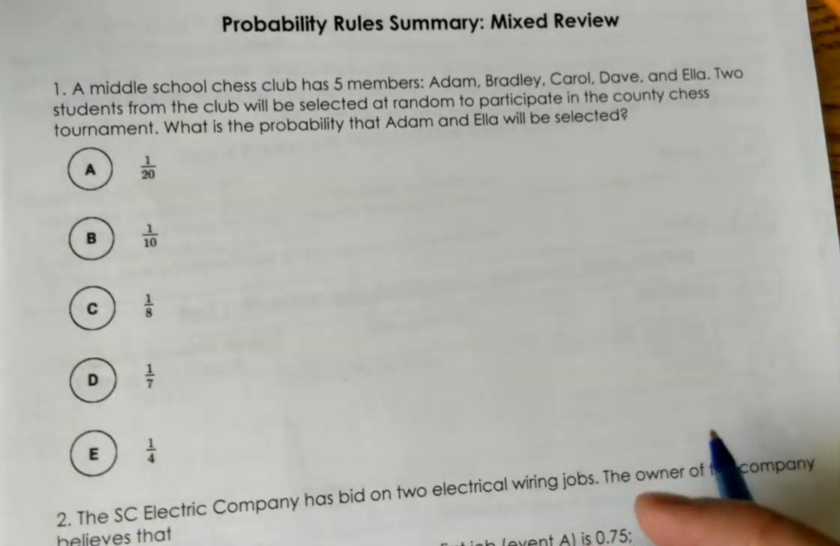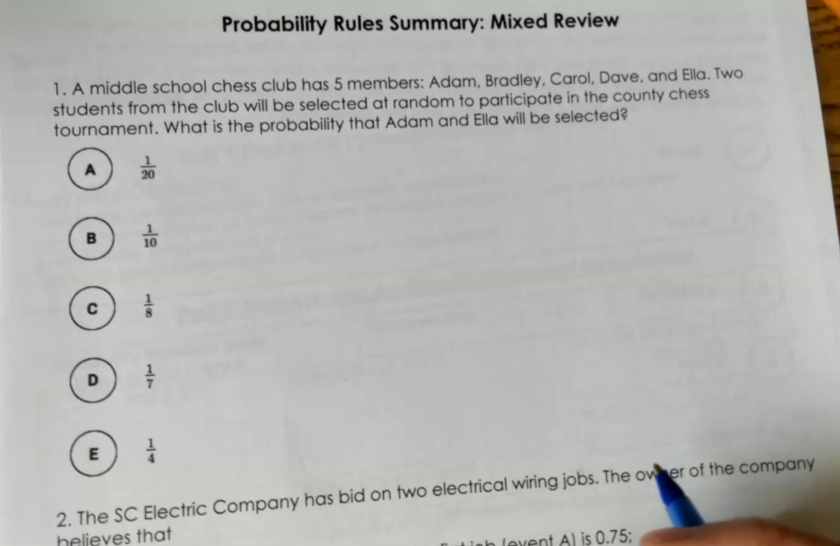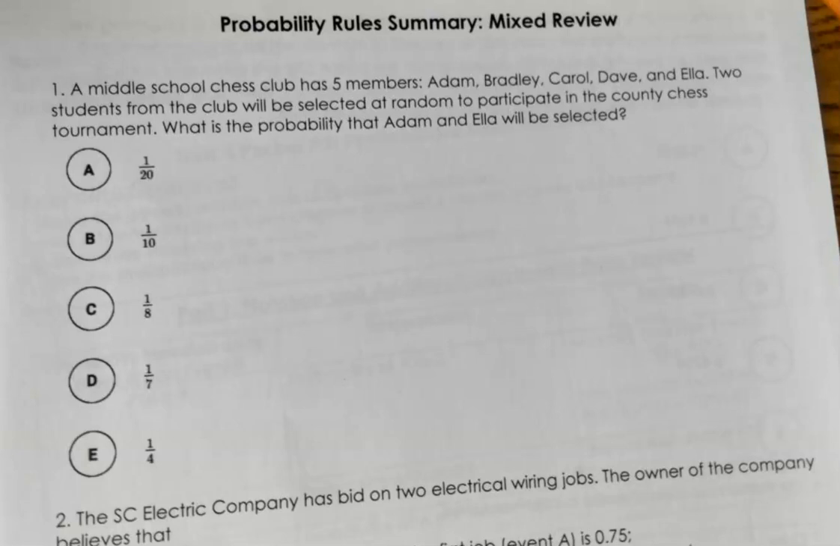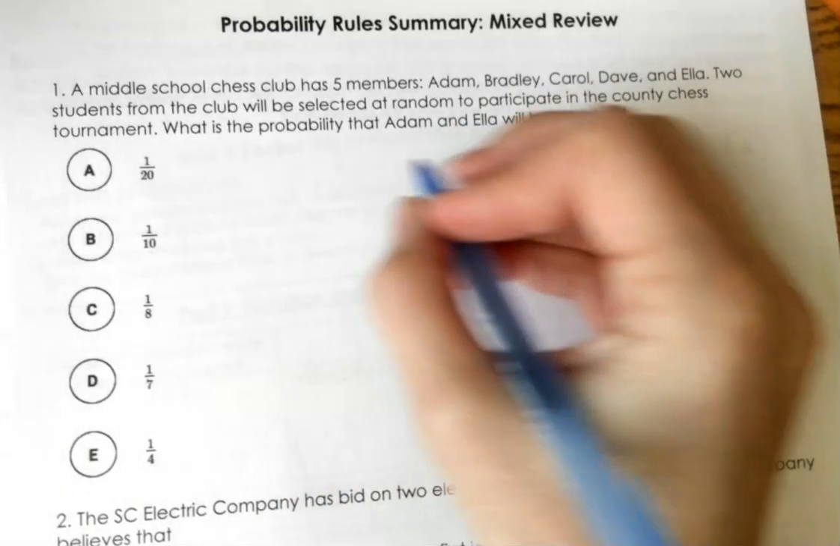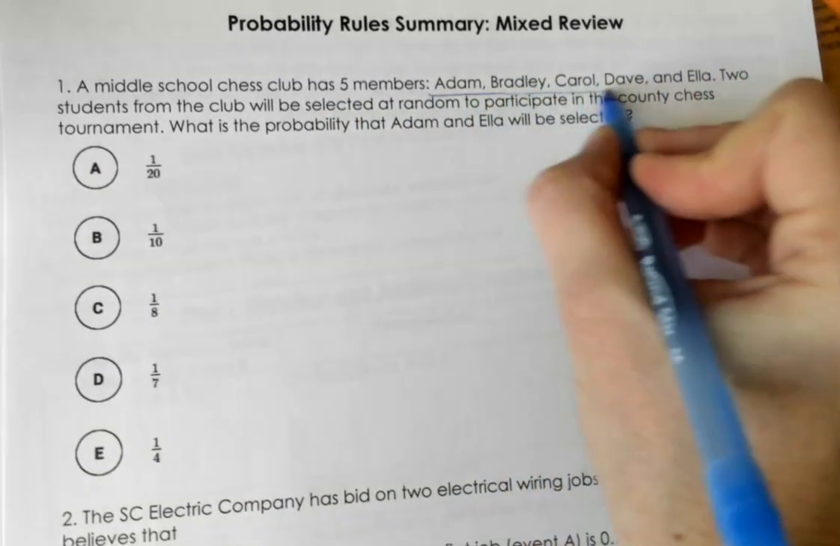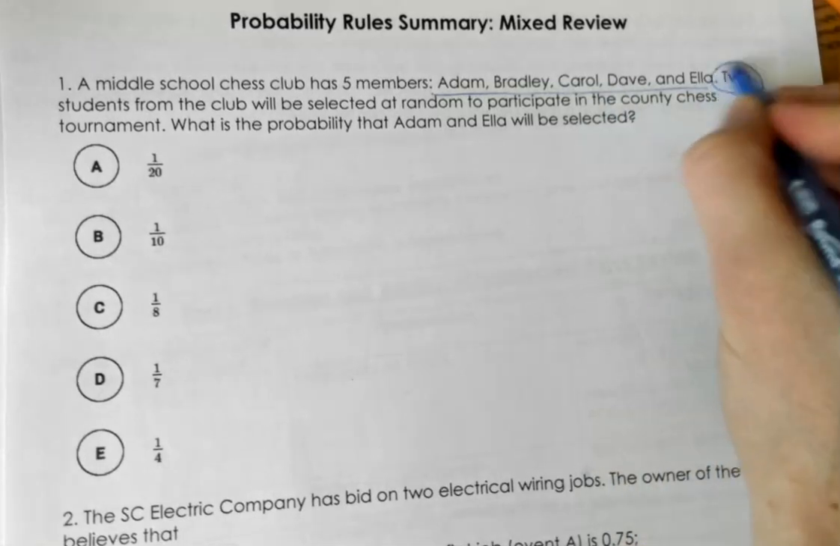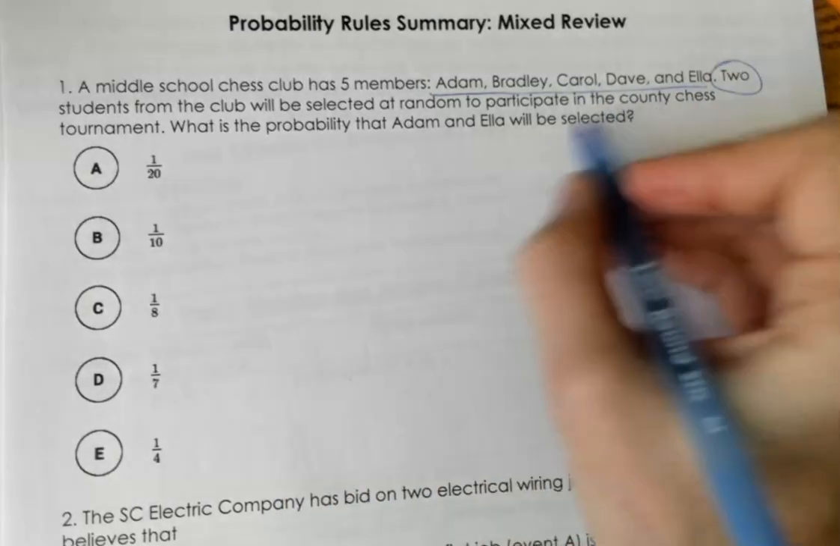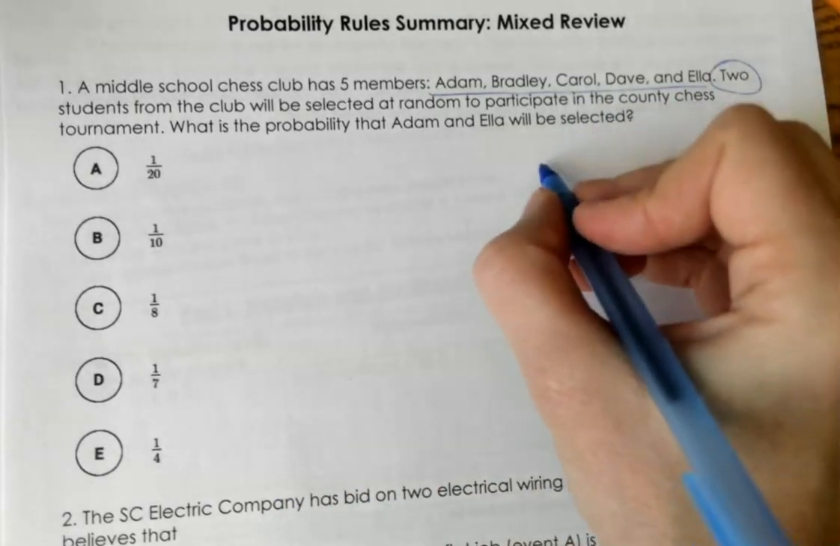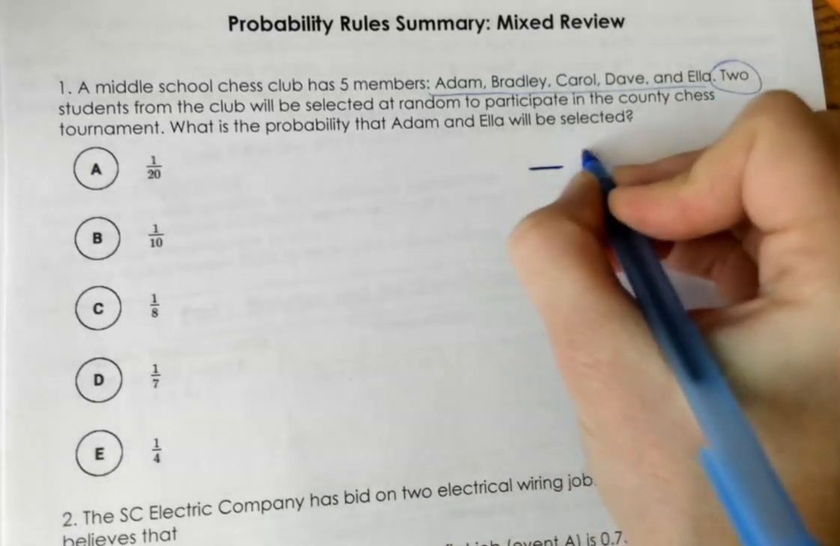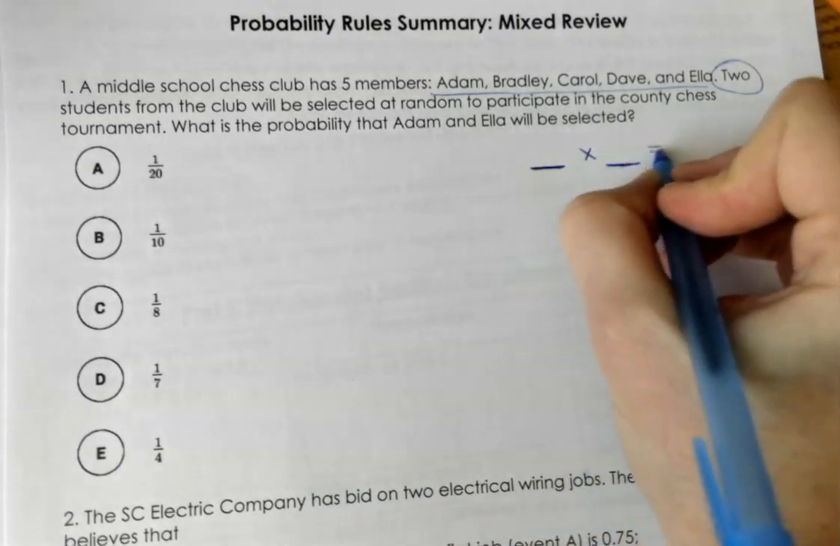All right, looking over our scenarios, I think the easiest thing possible is to create a sample space. I either want you to check to see if you can create a sample space or a Venn diagram, because looking at things visually helps a lot. So here we can create a sample space. We've got 5 members, and 2 students will be selected at random. So remember to calculate my total number of outcomes. I've got my first selection times my second selection.